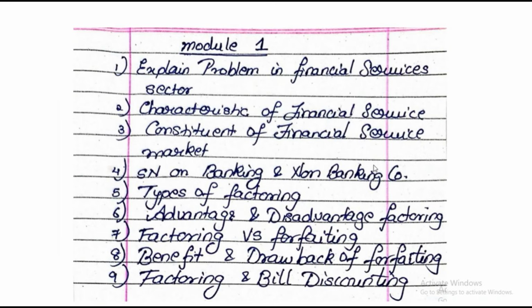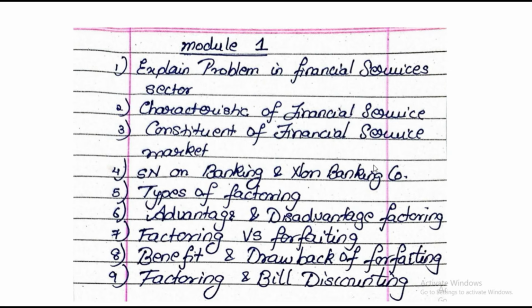Under module 1, these are the 9 topics which are very important. Number 1, explain the problem in financial services sector. Second, characteristic of financial service. Third, constituent of financial service market. Fourth, short note on banking and non-banking company. Fifth, types of factoring. Sixth will be based on advantages and disadvantages of factoring.